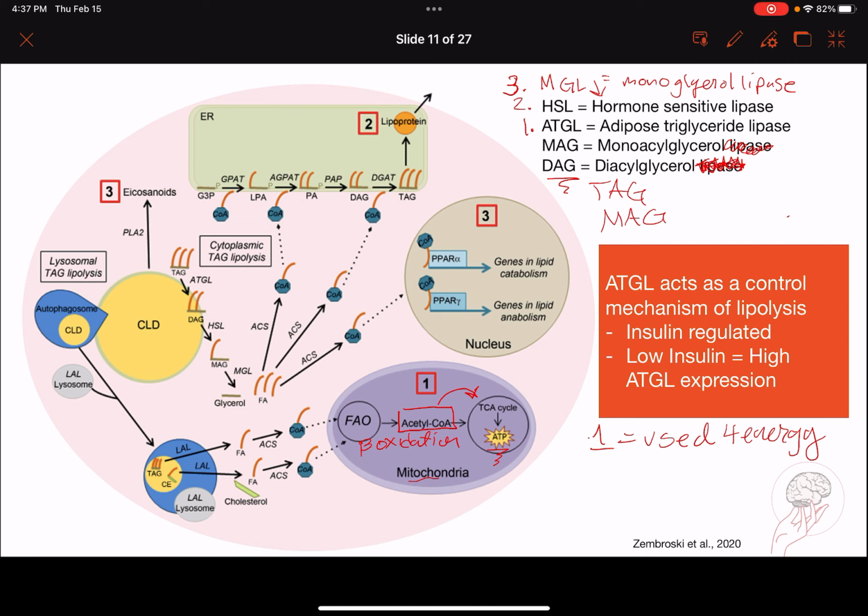Finally, also with option 3, because these are signaling molecules, we can also create eicosanoids. Eicosanoids, if you recall from the beginning of this lecture, these can be thromboxanes, prostaglandins, and leukotrienes.